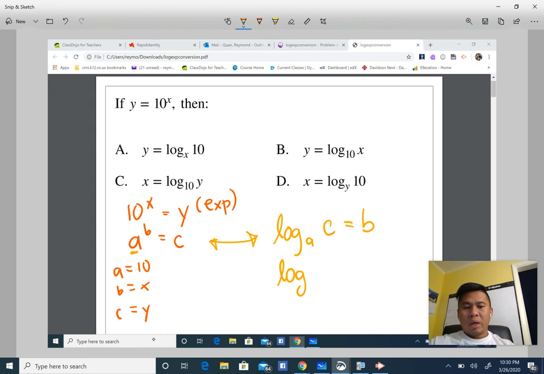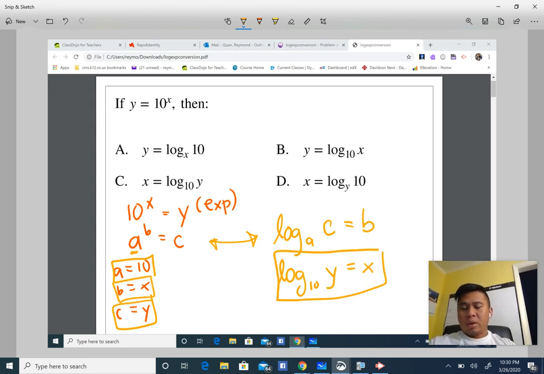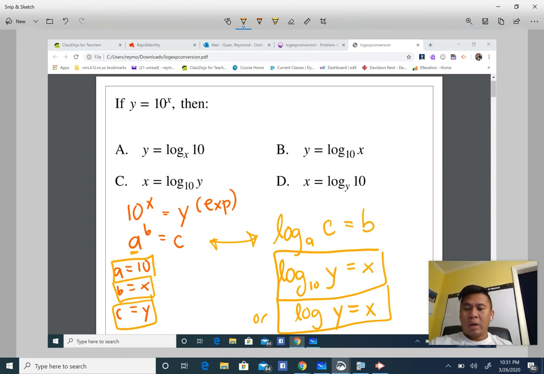Logarithm, my a is 10, so that's base 10. My c is y, so I'll put this y with the base 10, and my answer will now be the b exponent in this case, which is x. In most cases, when your logarithm is base 10, that can also be written as simply logarithm of y is equal to x. Because any logarithm without any base is automatically base 10.